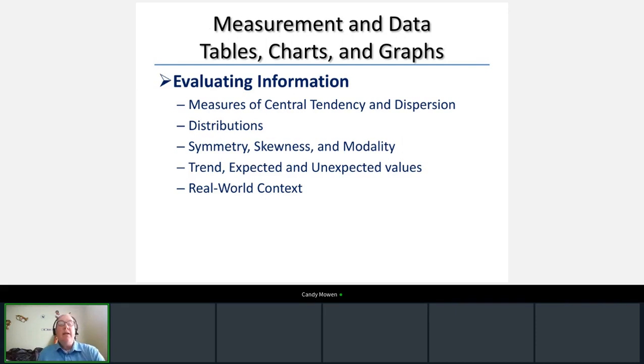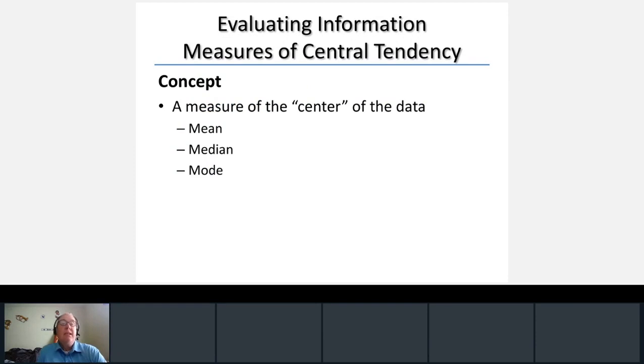Okay, evaluating information. We're going to look at measures of central tendency and dispersion, distribution, symmetry, skewness, and modality. Trends, expected and unexpected values, and real-world contexts. Concept: a measure of the center of the data. Call them the 3 M's: mean, median, and mode.